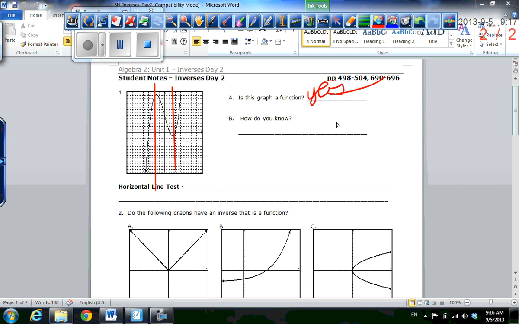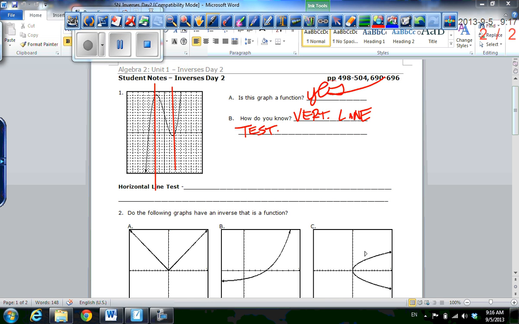Okay, secondly, how do we know? How do we say how we know? Vertical line. Yeah, we said vertical line test. X's don't repeat. So vertical line. Oh my gosh. Yeah, I know what it looks like. Here we go. Vertical line test. Clear as day, right? Right there.